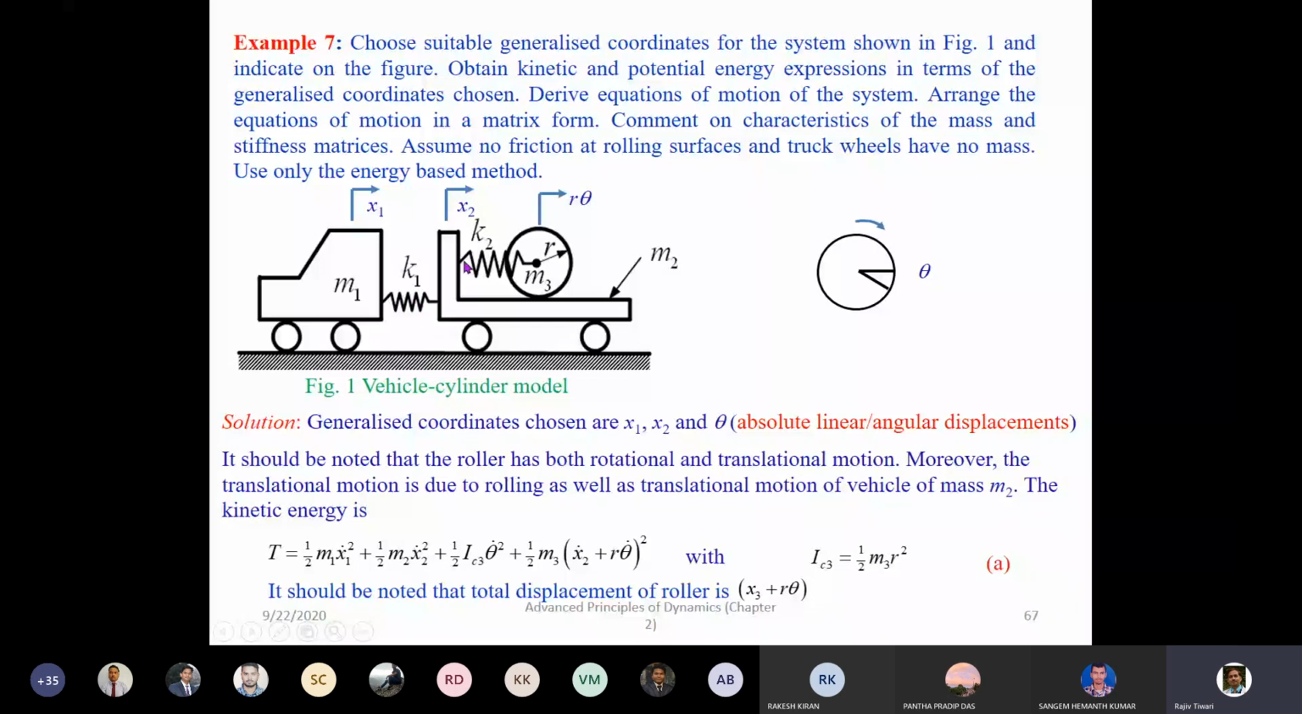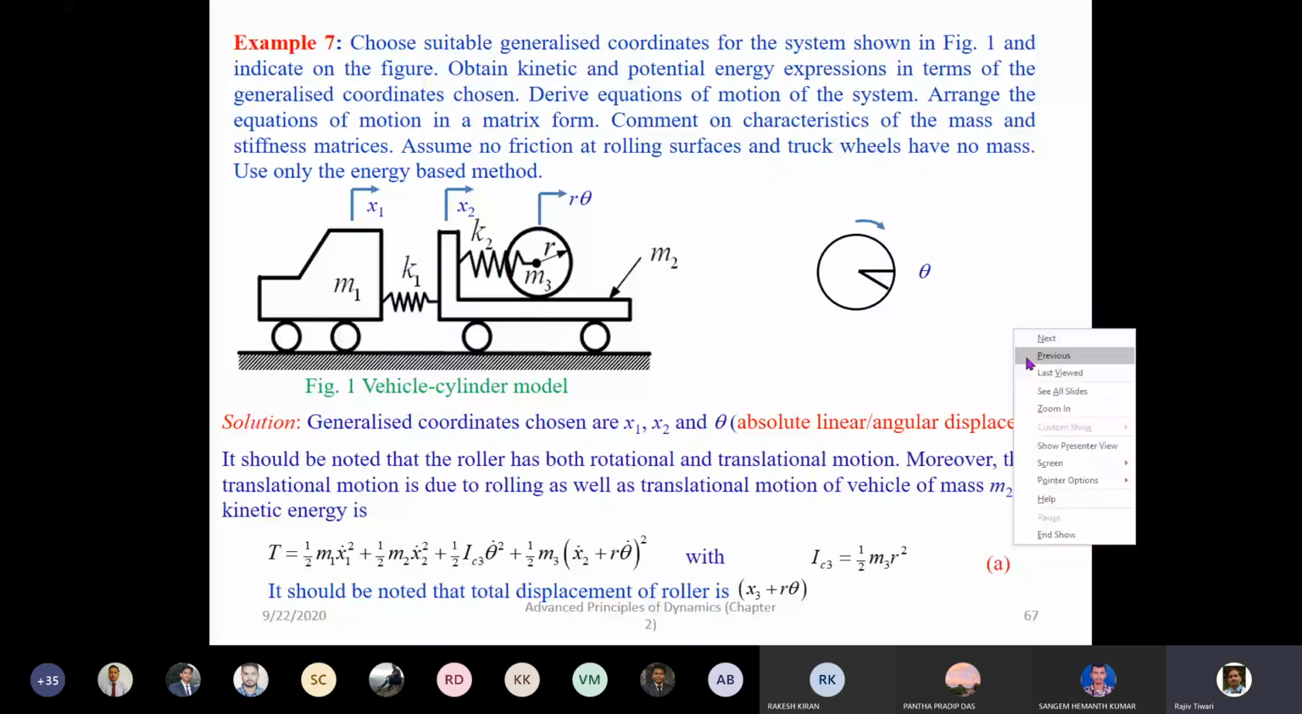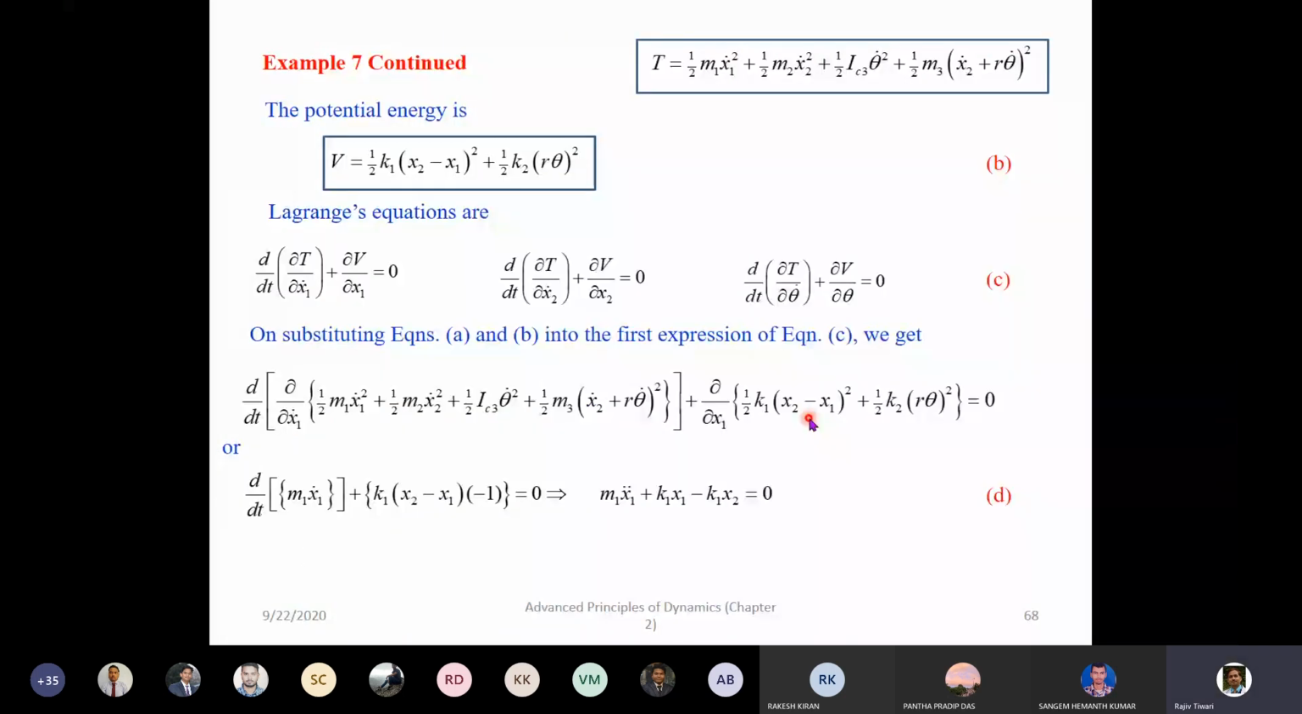So this spring also will contribute to the potential energy. The difference between these two will give us the extension of the spring. There's no other potential energy in this. So this is from the first spring, the difference between the two displacements of the two ends of the spring. And here, I think I got it wrong.